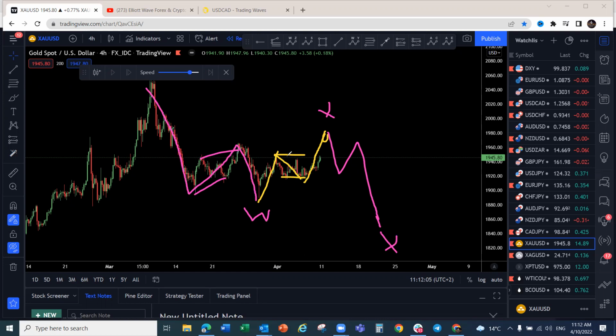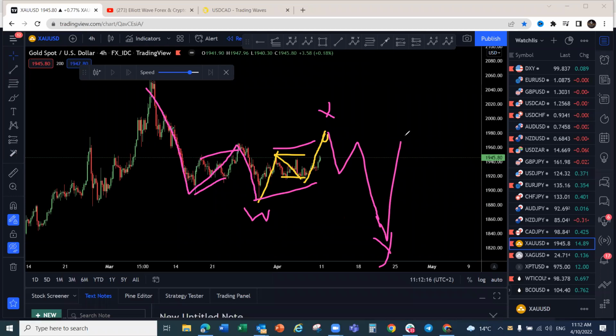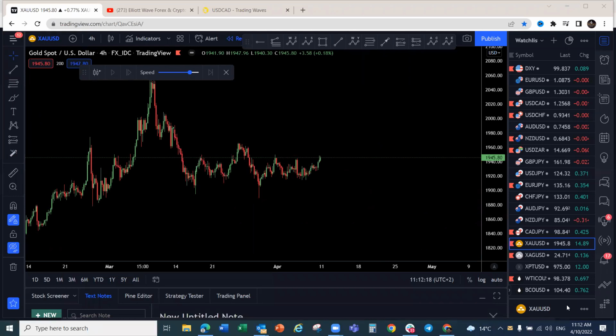Now, if you look at this corrective structure, this would be what we have here. And then we'll look for this one to continue pushing to the upside. This is actually a Y and not an X. Then we'll expect gold to then resume a move to the upside. Simple and straightforward. Right, silver.